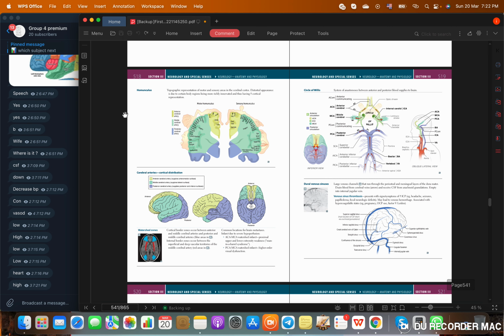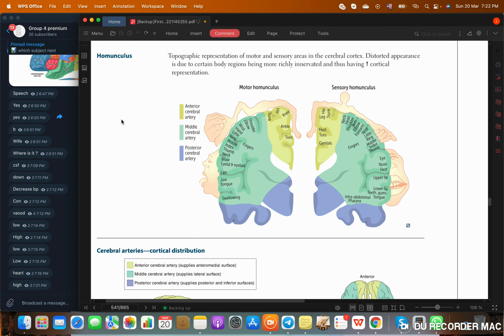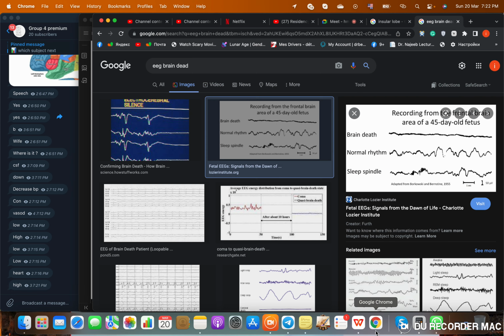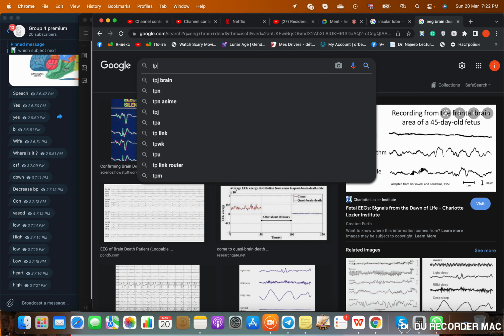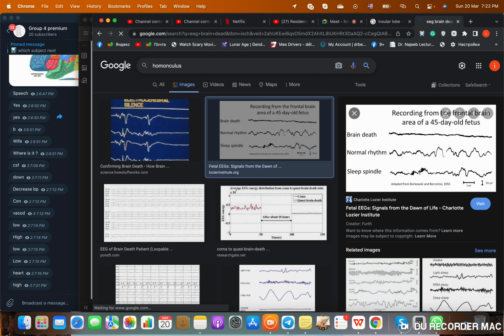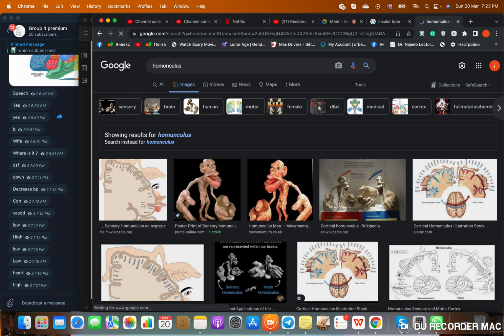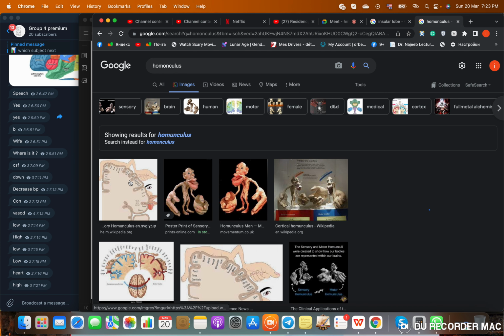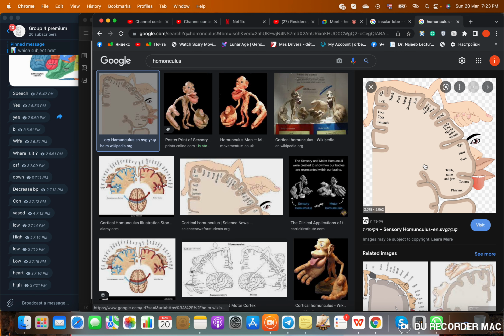The next point, now it becomes a little bit easier. The homunculus. Homunculus is basically a topographical representation of where everything we sense is located. Okay, so that's the homunculus.